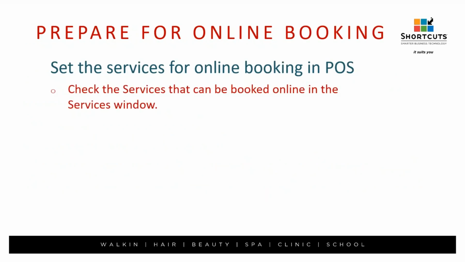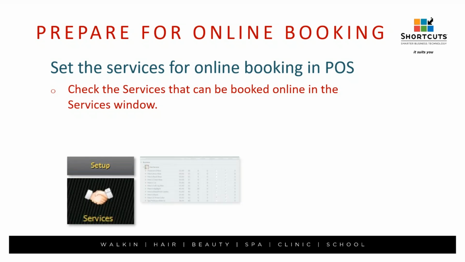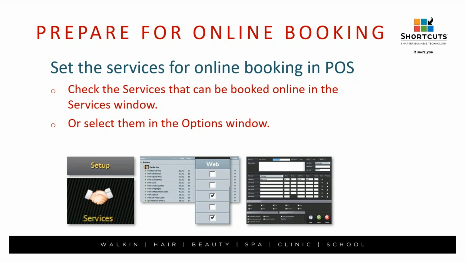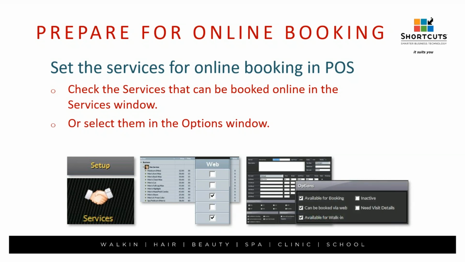So the first thing you want to do in the actual Shortcuts point of sale is configure your system so that you're ready to accept online bookings. There's a few ways to do that. The easiest way is to go into your service menu, and there's a column in the middle of your screen that says Web. To make your services available, you just click the web checkbox. If you go into the options window, you also have a little checkbox that allows your services to be bookable via the web. I'll show you this live demonstration in just a moment.